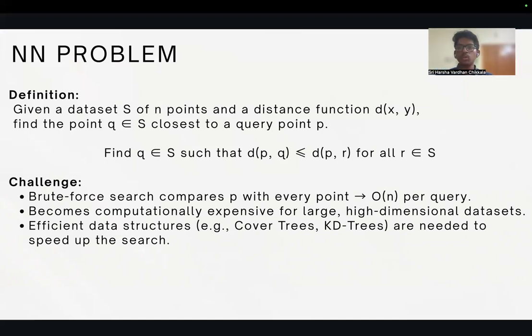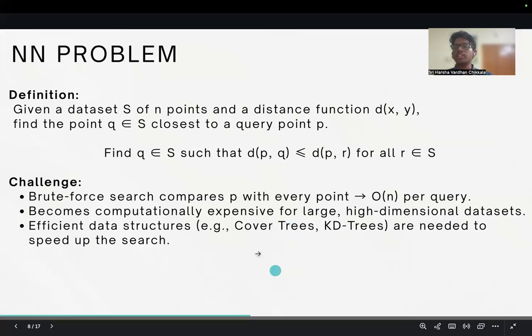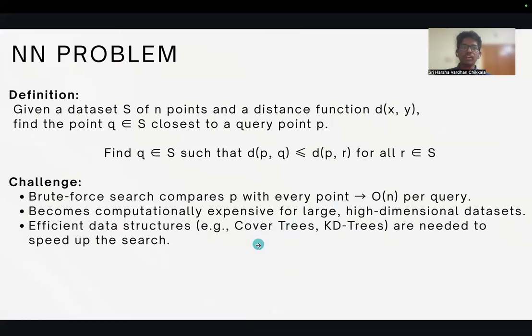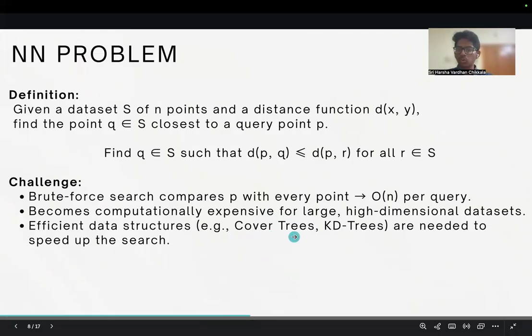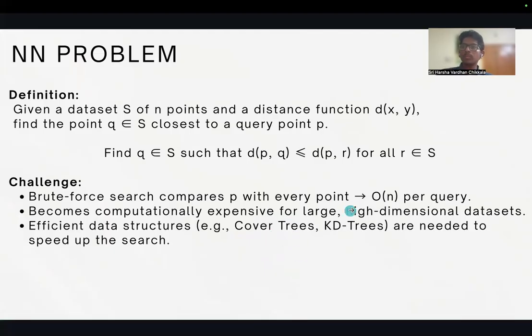To overcome this, we need data structures like cover trees and k-d trees to speed up the search. The efficient data structures we are talking about here, cover trees and k-d trees, all follow hierarchical partitioning. But how they partition the points and how they create the levels makes the difference. We'll try to understand why cover trees are better than k-d trees in future slides. For now, this is about the NN problem. Let's move forward and understand what cover trees are and what the points in cover trees are.